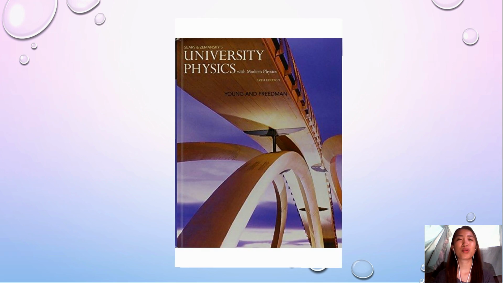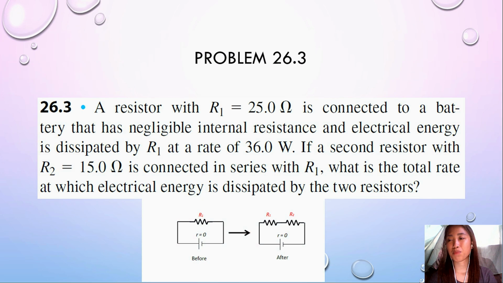Hi there again. So we are here for another problem to be solved from University Physics. We will have problem 26.3. A resistor with R1 equals 25 ohms is connected to a battery that has a negligible internal resistance and internal energy is dissipated by R1 at a rate of 36.0 watts. If a second resistor with 15.0 ohms is connected in series with R1, what is the total rate at which electrical energy is dissipated by the two resistors?